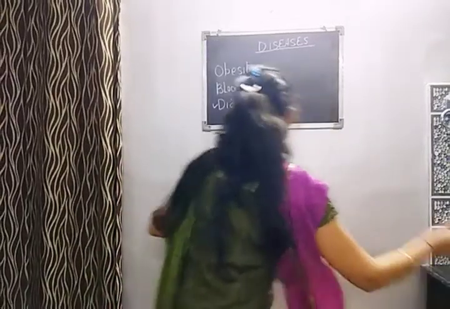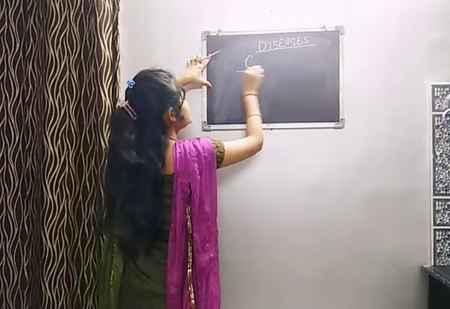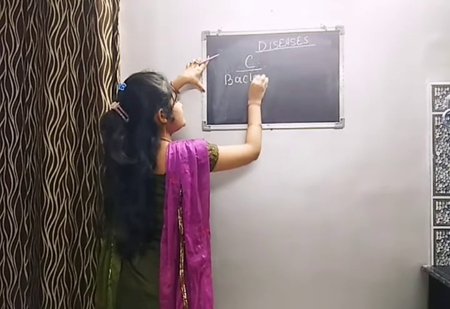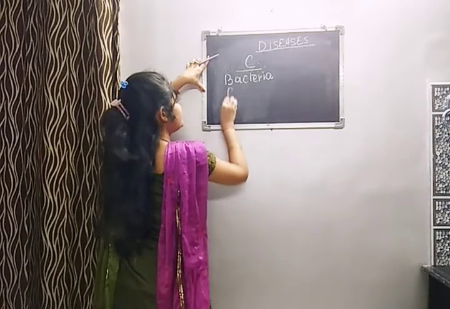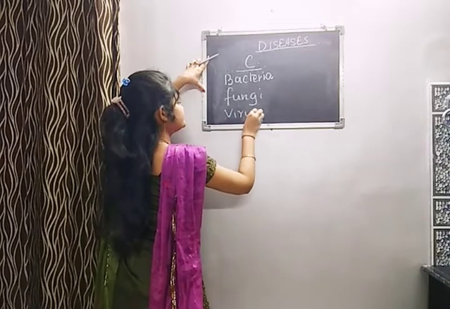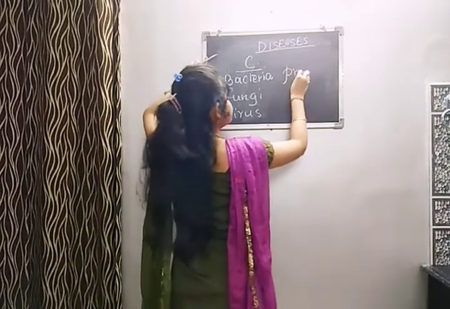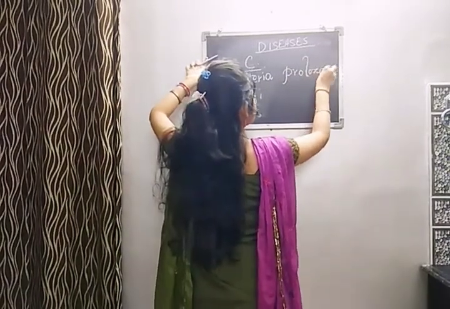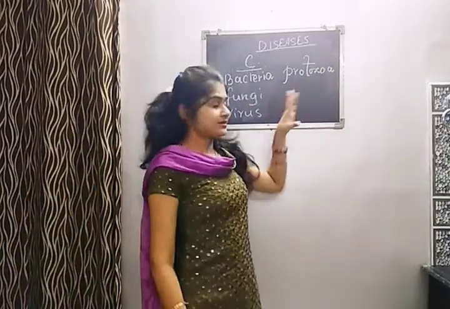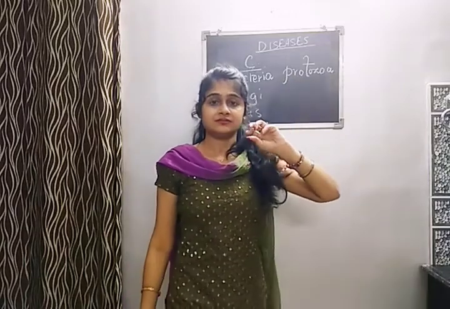Caused by bacteria. In communicable disease you will see it is caused by bacteria, fungi, virus, protozoa. Okay. So because of these four things, the infection spreads.